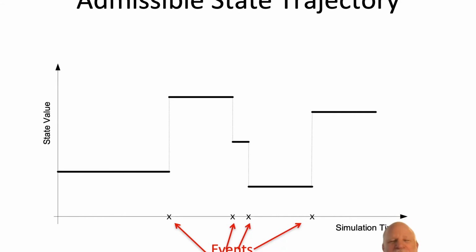So that's why having these piecewise constant state trajectories is a critical element of discrete event simulation, because without that, we can't define where our events are. With that constraint, we can explicitly say our events are going to occur here, here, here, and here. And actually, there's going to be an event right here at the initial time, as we'll see.